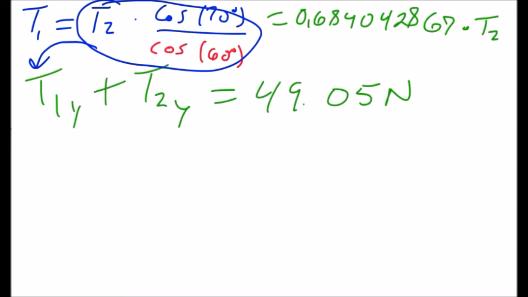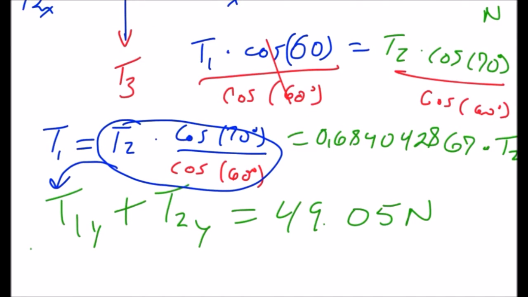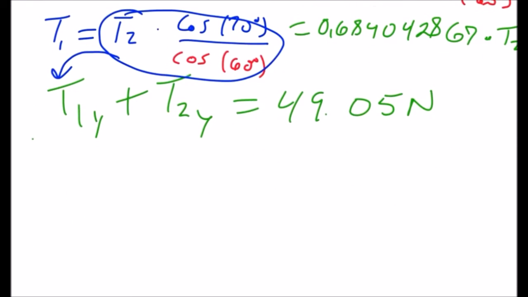No, we divided. Remember? Look up above. We divided by cosine, so we divided the cosines away, which left T1 by itself. So all of this right here, that is equal to T1. Okay, so we're going to take all of this stuff and plug it in for T1. And then in order to get the Y part of it, we still need to multiply by the sine of 60.